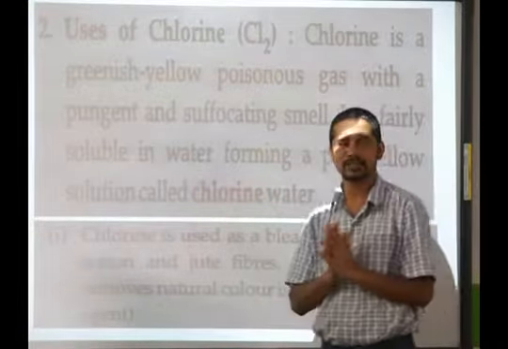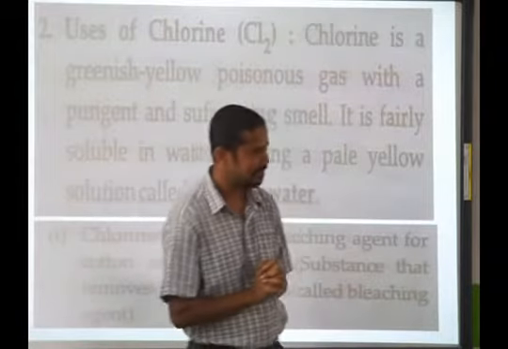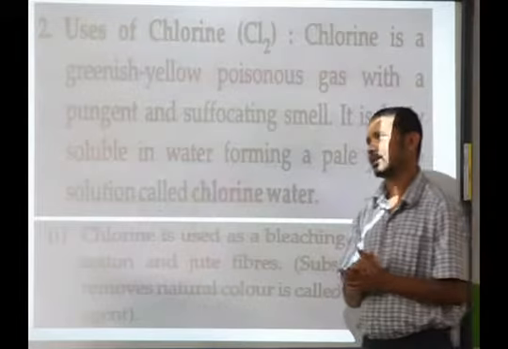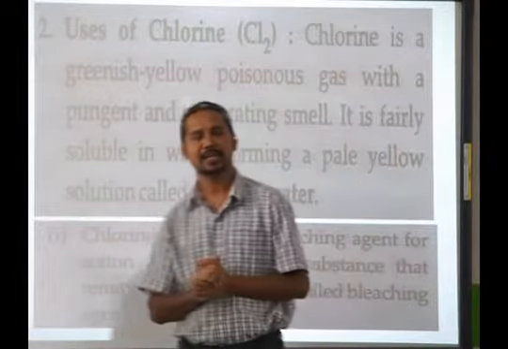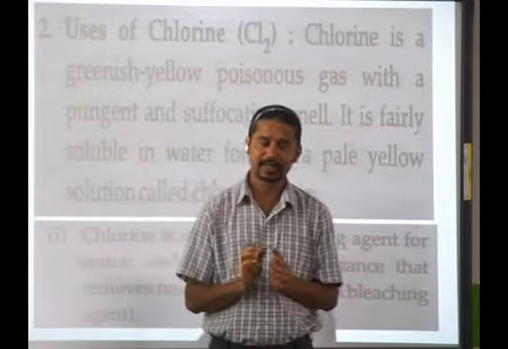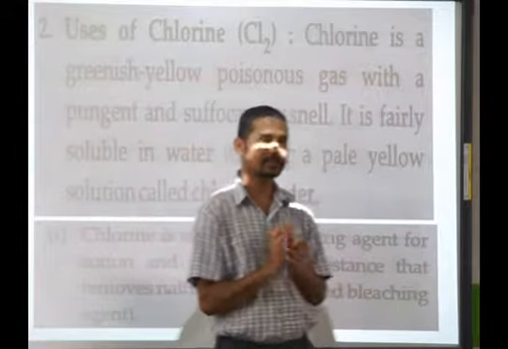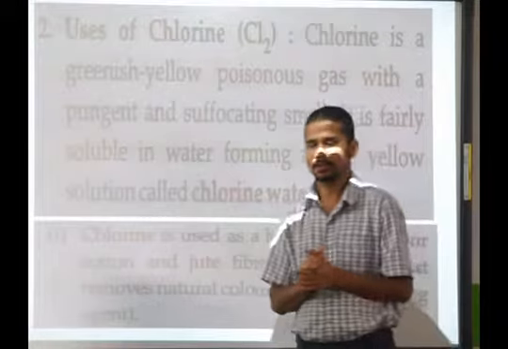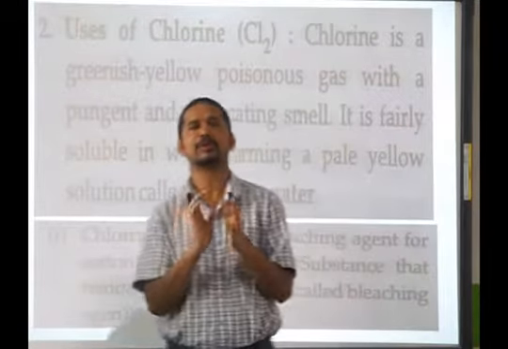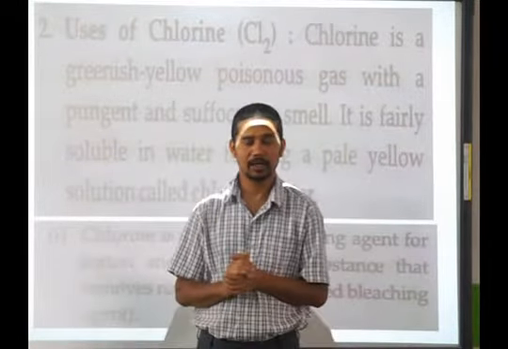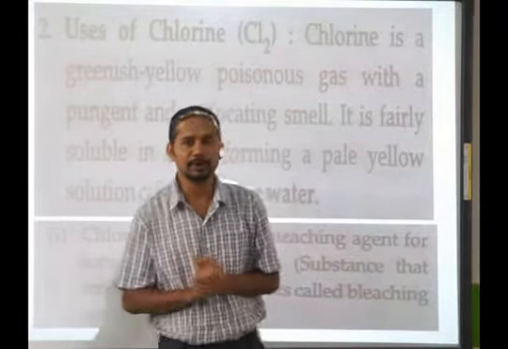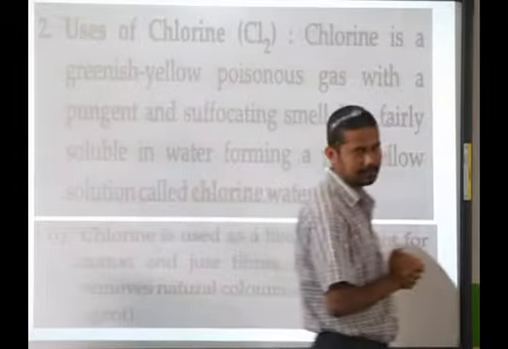This is the continuation of last class. Last class we were learning about uses of some common non-metals that we use in our daily life, and we learned about the uses of carbon. The pure forms of carbon are diamond, graphite and coal. These three are the purest forms of carbon.